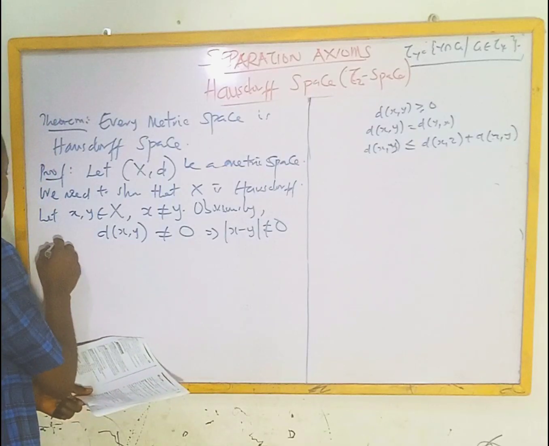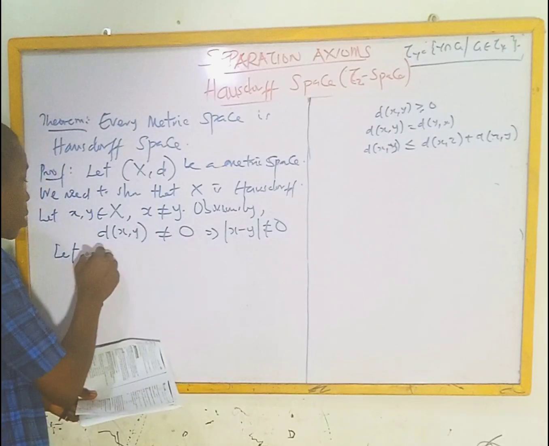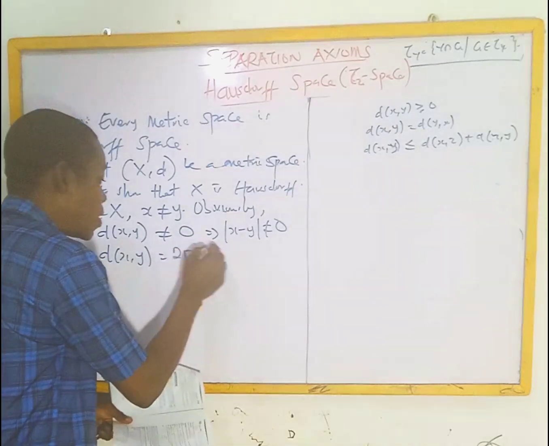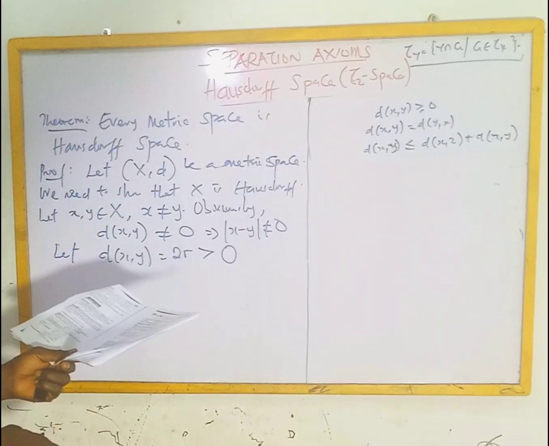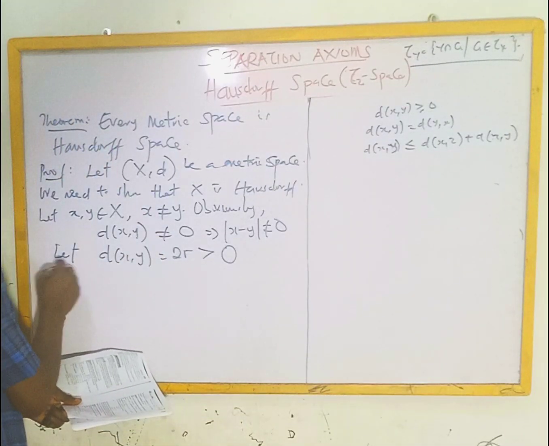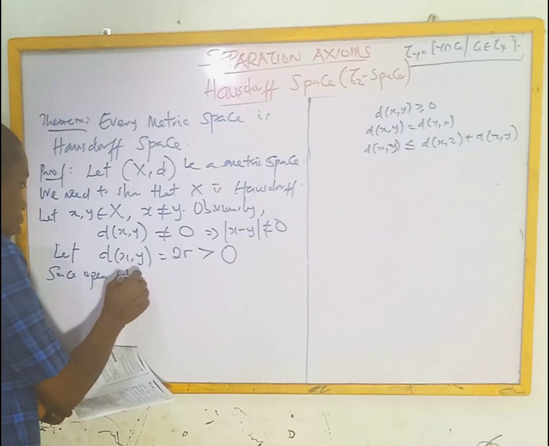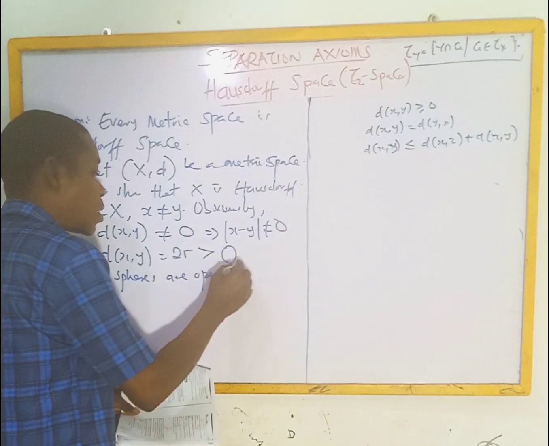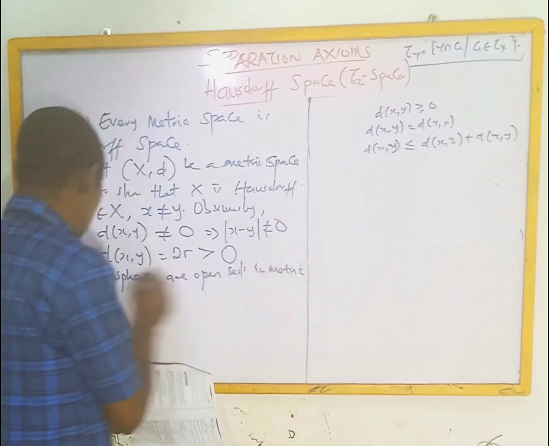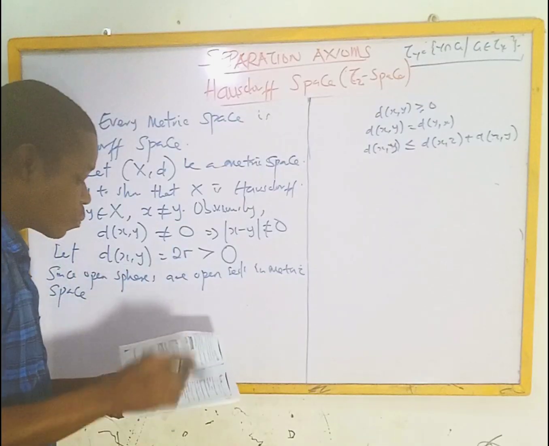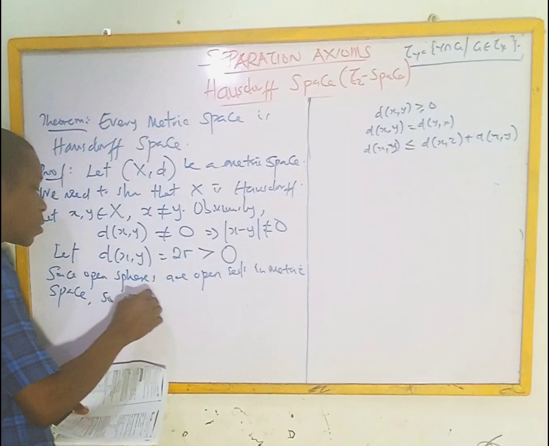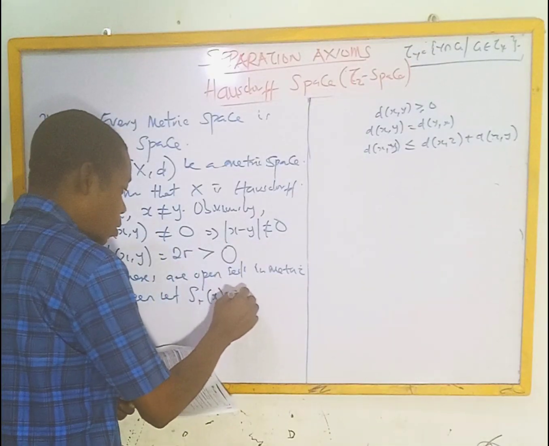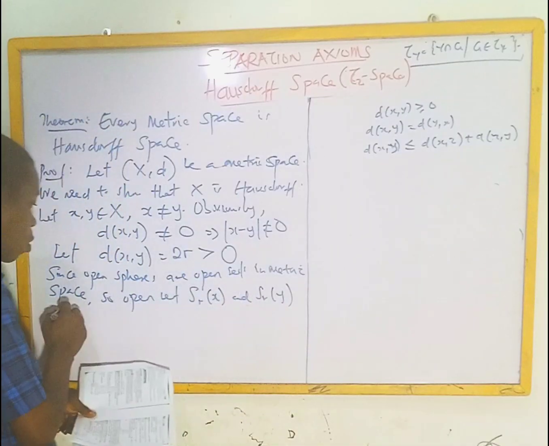So now let d(x,y) be 2 epsilon, which is also greater than 0. I don't know, let it be 2 epsilon. Since open balls are open sets in a metric space, the open balls around x and around y are open sets in X.